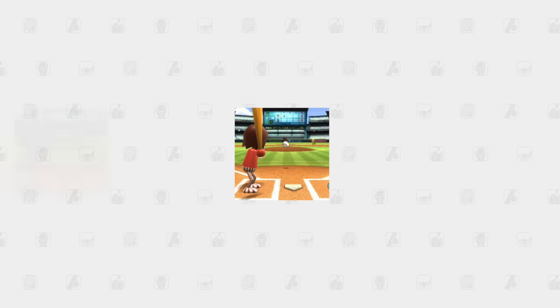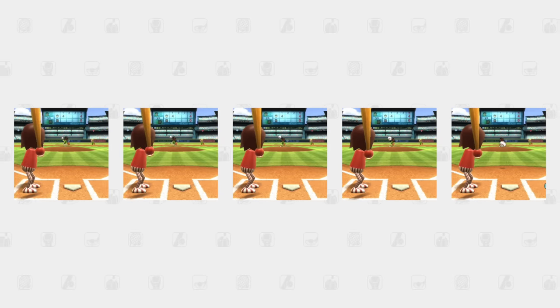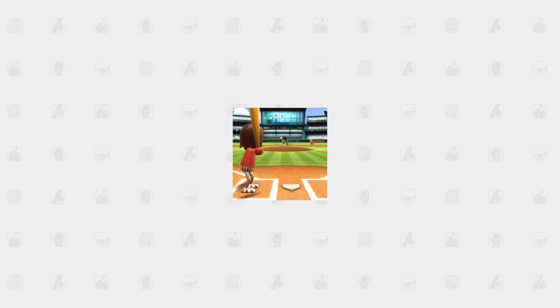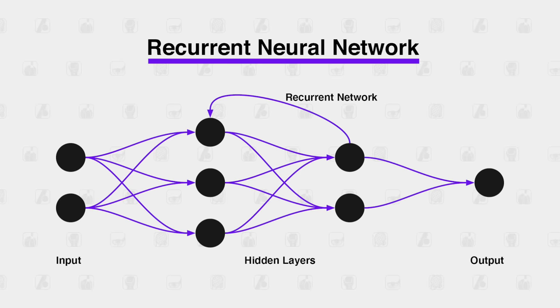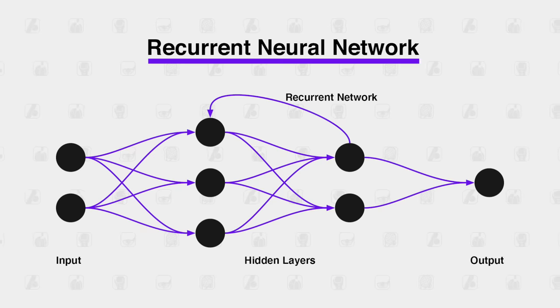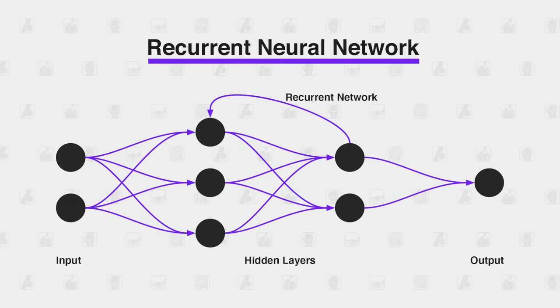So instead of showing the AI a single image at a time, I will also show it the last few frames of the pitch as well. This sequence of images is essentially just a short video that the AI can analyze to better predict when to swing. I will achieve this by using a recurrent neural network. A recurrent neural network is just another special type of neural network which is useful for analyzing sequences of data.